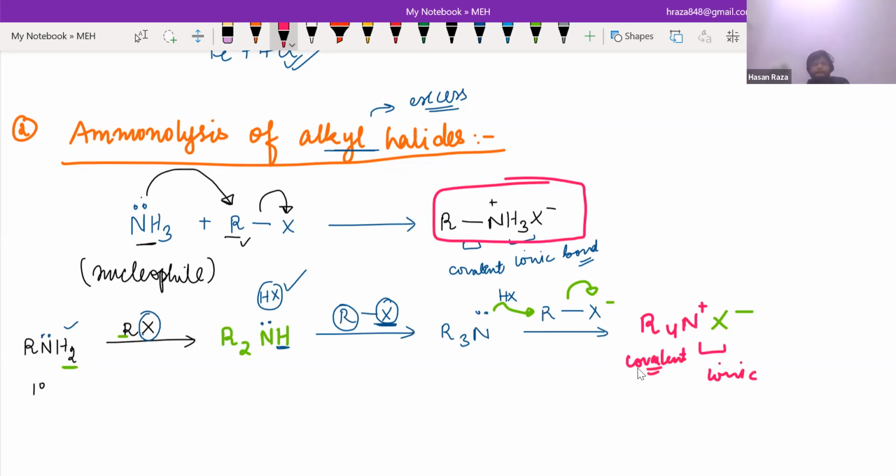Okay. Yes, sir. So you can see in the first place it is 1 degree, then 2 degree, then 3 degree, and then 4 degree, which is quaternary. The method is not that much effective. Basically, if you want a very good amount of 3 degree amine, that is not effective. Okay, please do write it.